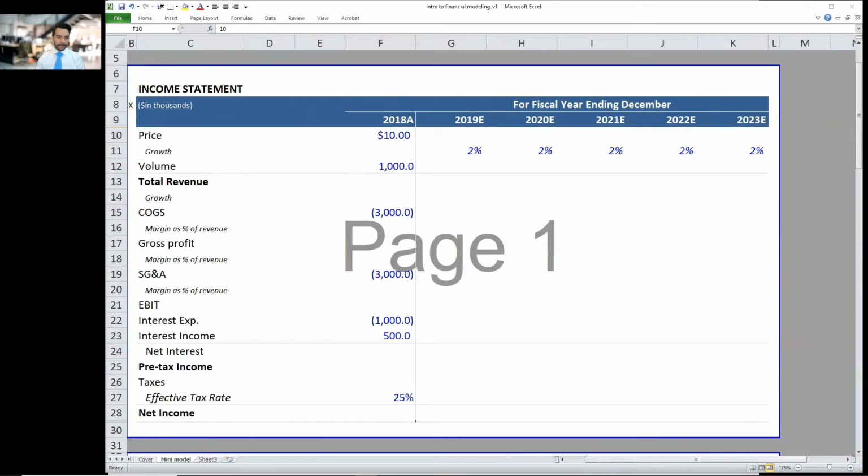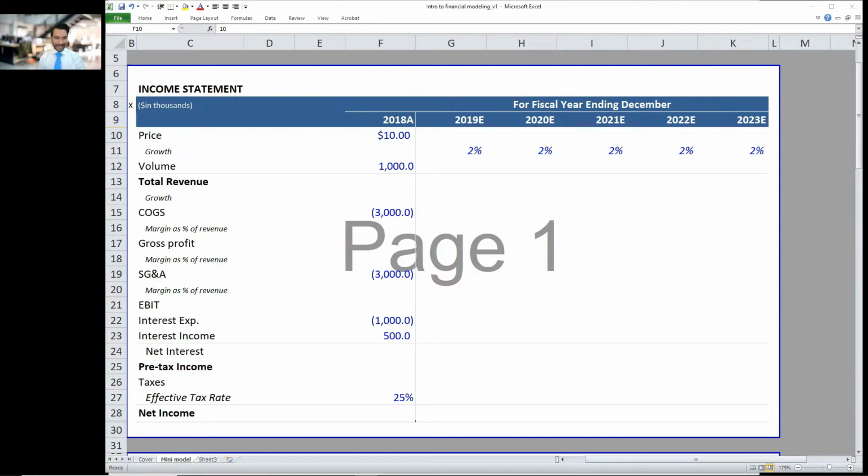Let's see. Clothing, okay. A hat, okay. Shirt, okay. Lunch, okay, all right. Lunch, what else? Sneakers for $10. Okay, that's fine.